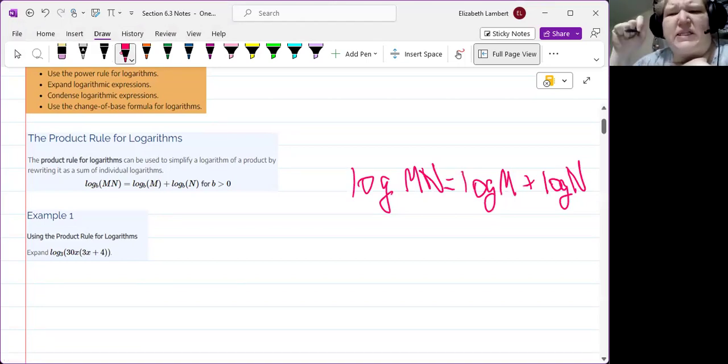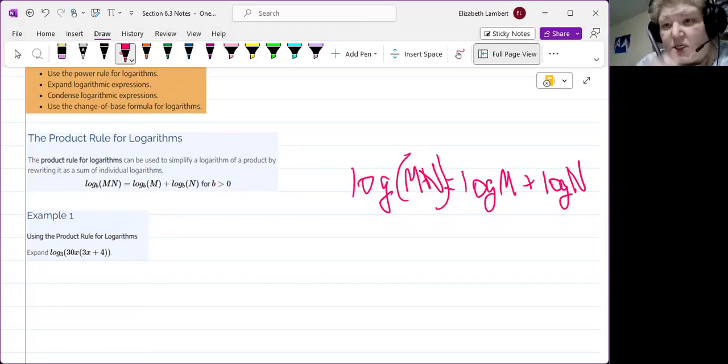I get really tired of writing the little b's, so I don't. I just know if it's true for one type of log, it's true for all the logs. But the idea is to focus on the structure here, and m and n can be all sorts of crazy things, but as long as the outermost operation there is multiplication, then it can be split into the sum of two individual logs. Likewise, if I have two logs, same base, with a plus in between them, I can merge them into one log with a product.